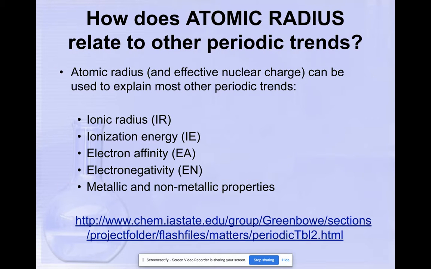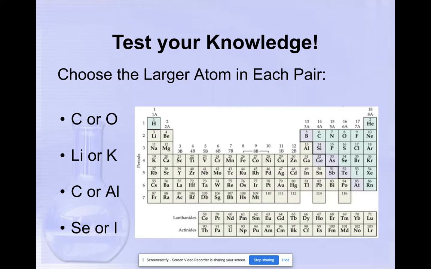So how does the atomic radius relate to other periodic trends? Essentially, you use atomic radius and effective nuclear charge to explain most of the other trends. When you are explaining your trends, you will want to refer back to the atomic radius as part of your explanation as to why the values increase or decrease. So always think back to atomic radius and effective nuclear charge, and that will help you explain why those trends change.